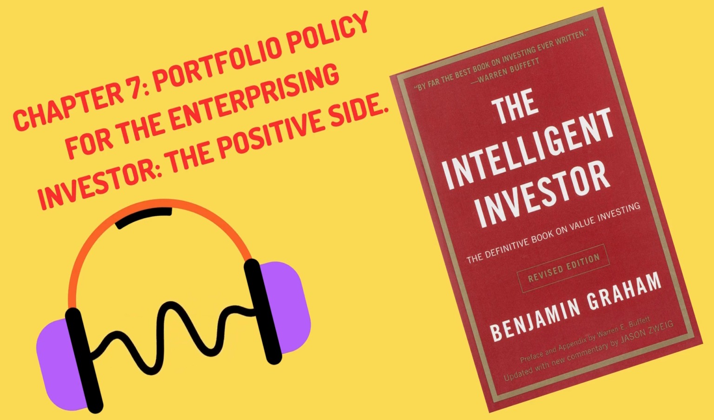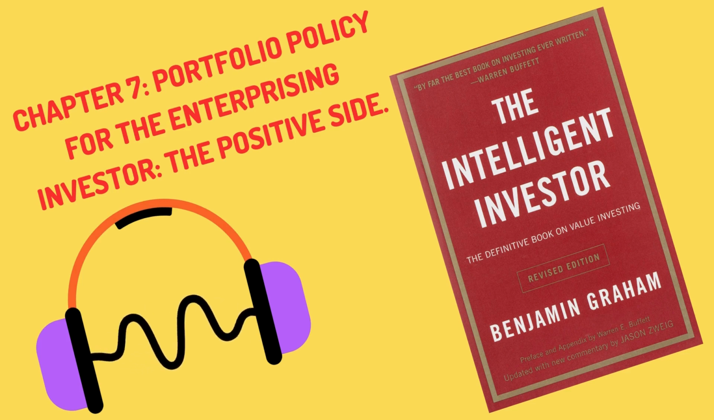The chapter also includes a discussion of market timing, with Graham cautioning against trying to time the market based on short-term fluctuations. He suggests that investors should focus on the long-term prospects of their investments, rather than trying to make short-term gains based on market timing. Graham notes that the enterprising investor should also be aware of the potential risks associated with a more active investment approach, such as the risk of overconfidence or the risk of becoming too emotionally attached to individual investments.